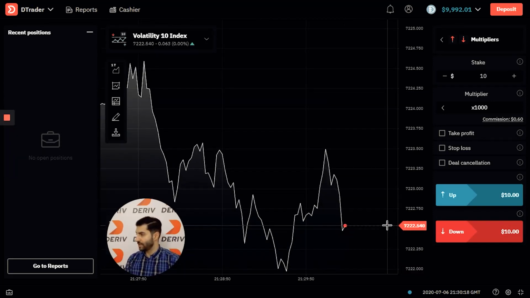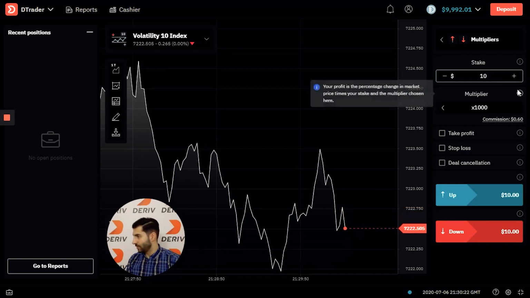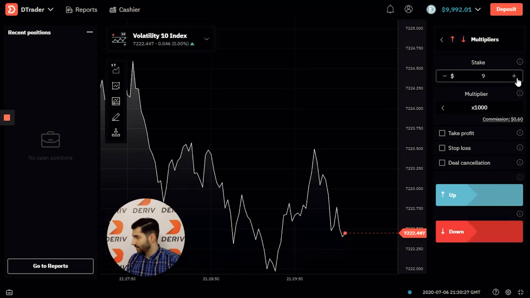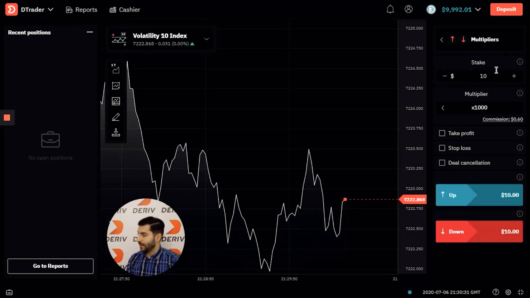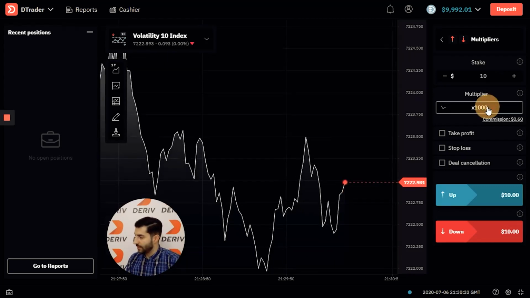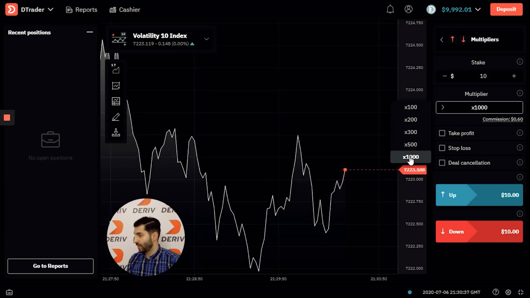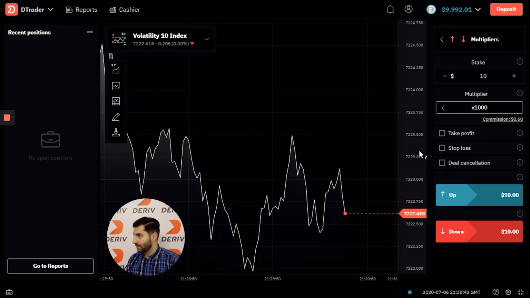So going over the features in a little bit more detail, we'll start with stake. Stake is basically your contract price, or the amount that you're willing to invest in any particular contract. You can adjust this here with the plus and minus buttons on the side. Below stake, you have multiplier. If you click on it, you'll notice that multiplier ranges from 100 to 1,000 times. So if I select 1,000 times, what does this mean?